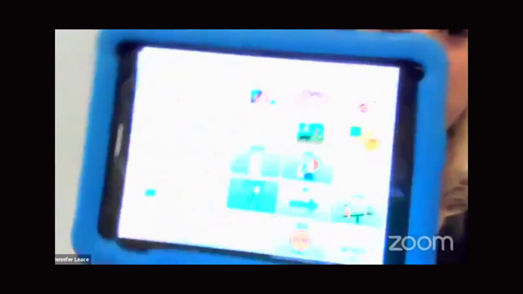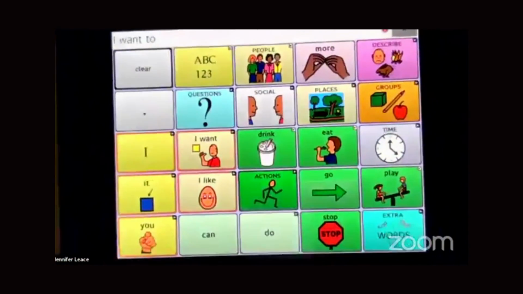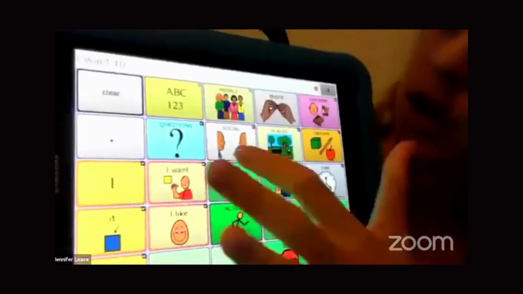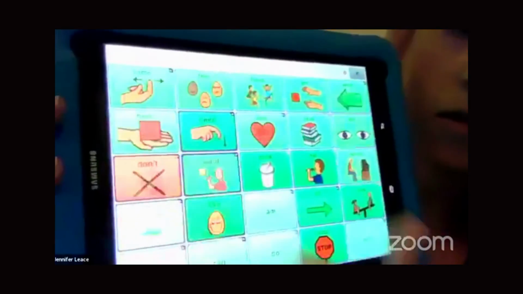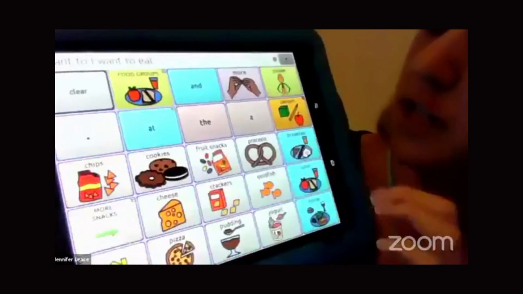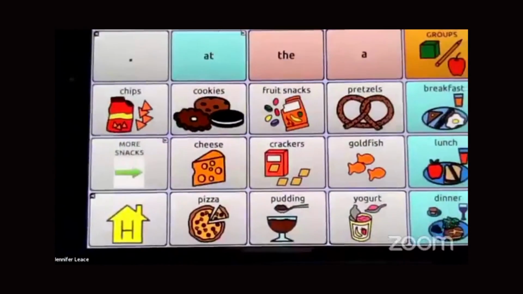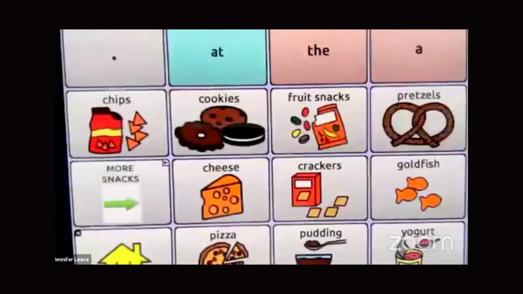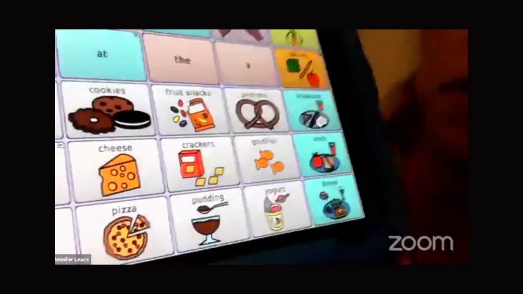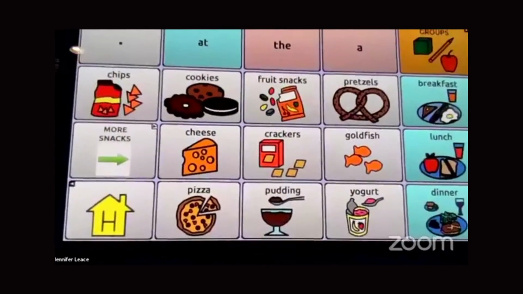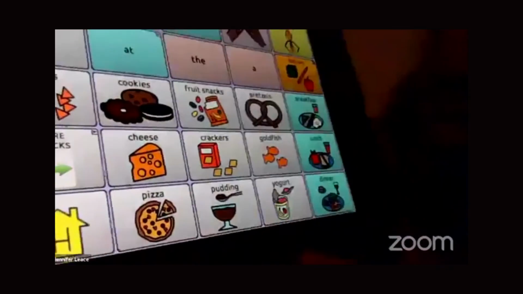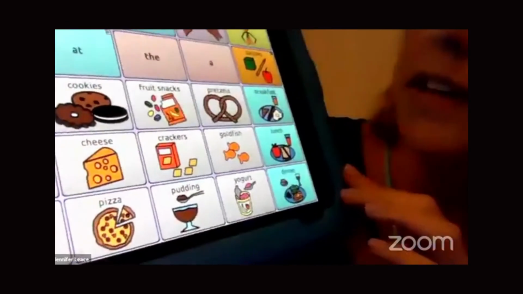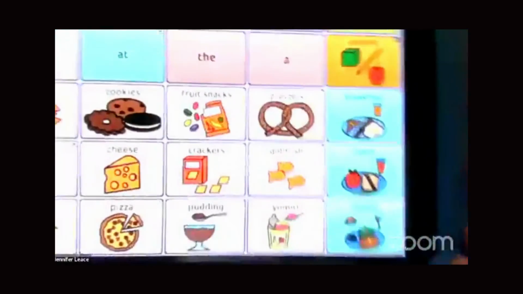And last, I have our speech generated device. There we go. You can see it. So this is NovaChat's TouchChat. So if I click "I want to eat," it opens up all these fringe vocabulary words. So cookies, fruit snacks, pretzels, goldfish, crackers. And what's great about this is it can be specific to your client or your child's needs. So let's say they don't eat pretzels. You can change it and make it whatever they do want to eat, pizza or pasta or ice cream or anything of that sort.